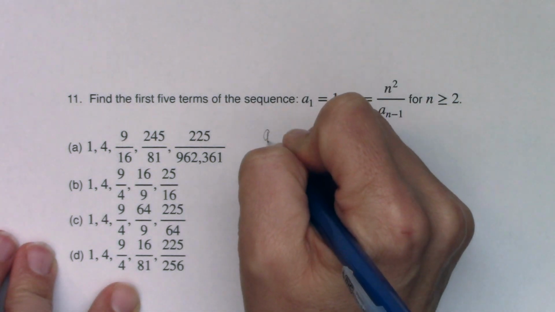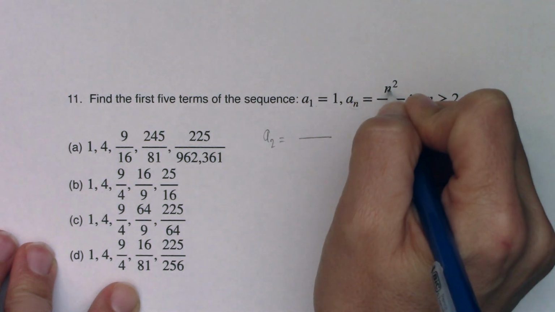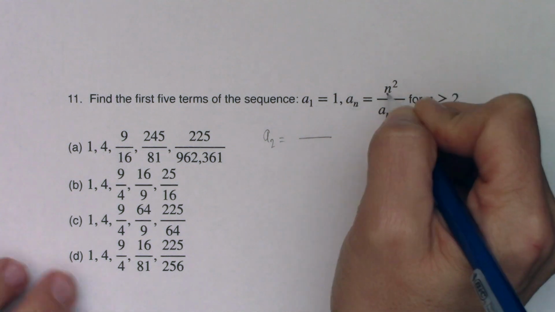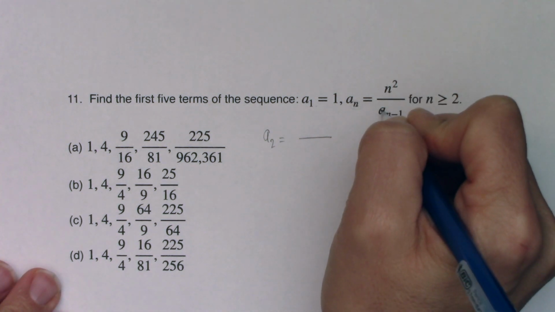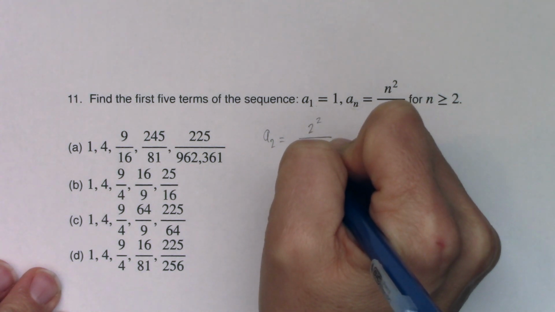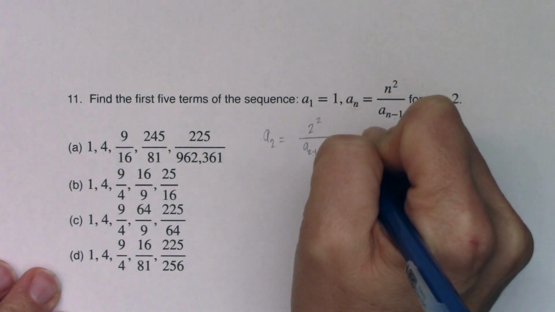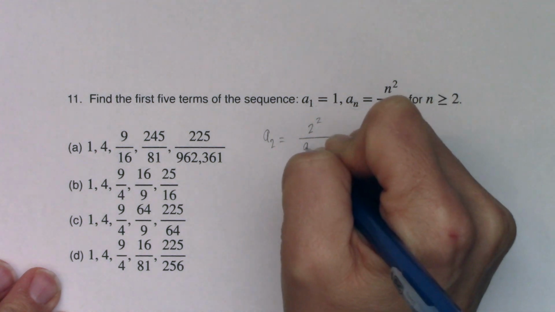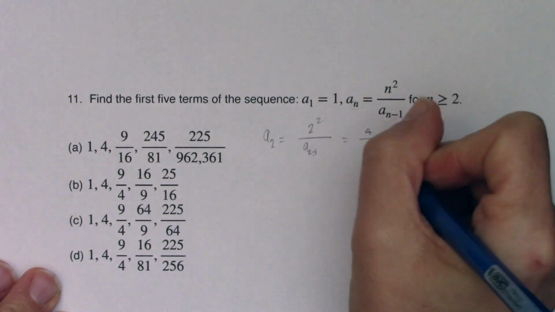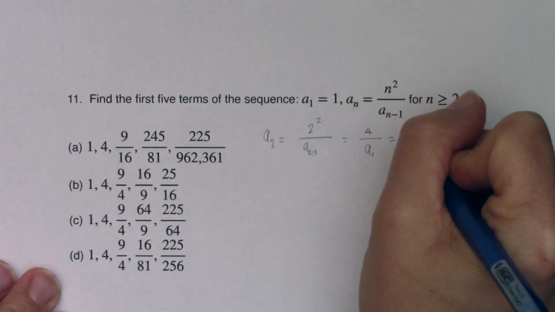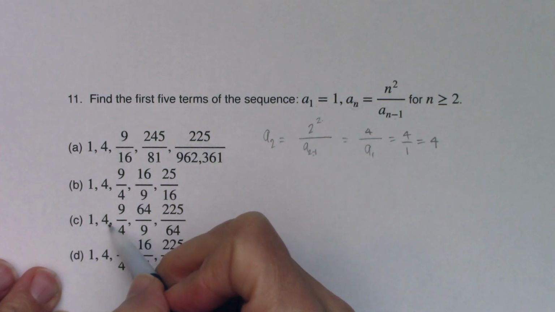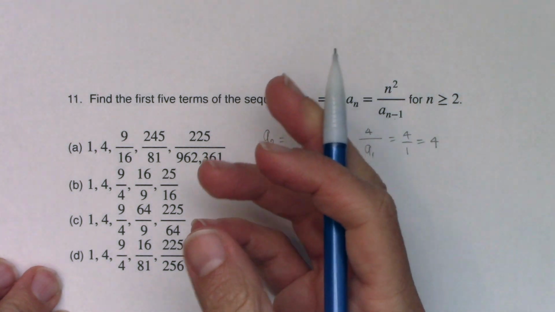If I want to find a sub 2, it's a fraction. It looks like now 2 is in the subscript position, right? A sub 2. So this is going to be 2 squared over a sub 2 minus 1. Now 2 minus 1 is 1, right? So this denominator turns into a sub 1. 2 squared is 4. Well, we knew a sub 1 was 1. So 4 over 1 is 4. And we knew we were going to get 4 because none of these options said anything other than 4.